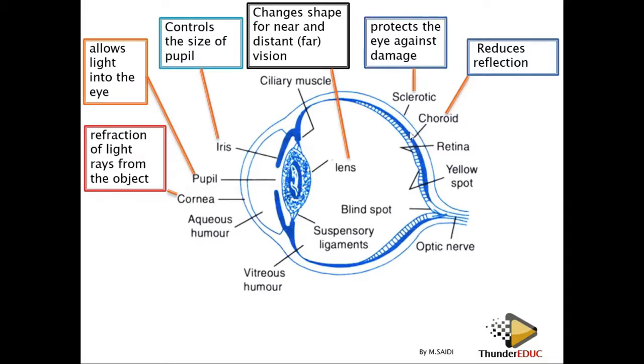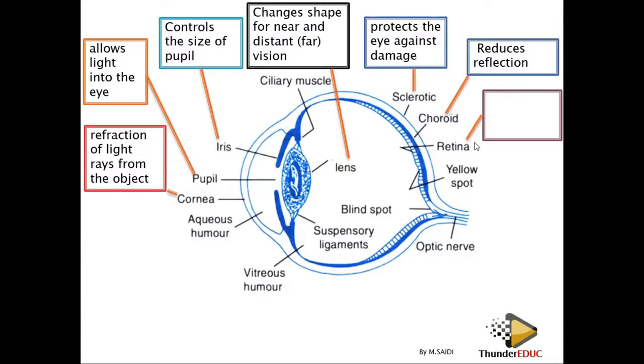When the light rays come, some of them are focused on the retina. When the light rays come, they are being focused on the retina. Some of it tries to go through, so it should be reflected back. So the function of this choroid is to absorb that light so that it's not being reflected back to bring about different images in the eye.